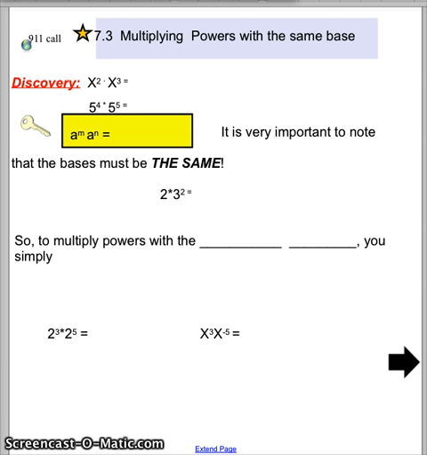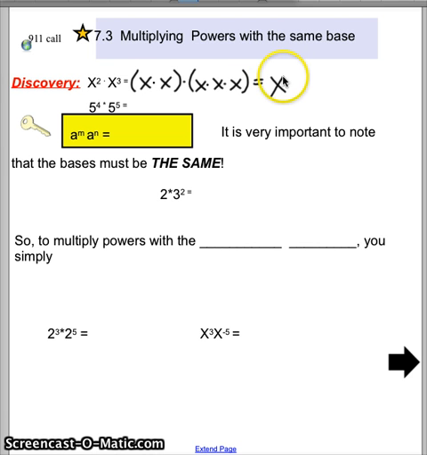So x squared times x cubed. When we multiply this out, well, x squared is x times x. X to the third is x times x times x. So I want us to think about how many x's we are multiplying together now. Total, it looks like we're multiplying 5 of them. So in the end, this expression should give us x to the 5th.